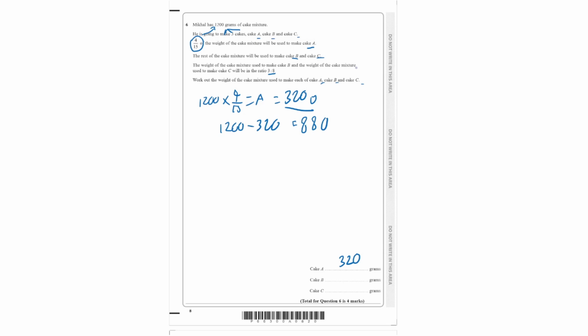The rest of the cake mixture used to make cakes B and C goes in the ratio of 3 to 8. Now, when dealing with ratios, we simply find the total. So 3 plus 8 is equal to 11. Then we simply divide by 11 and multiply by the ratio we want. So for cake B, it's 880 divided by 11 times 3. And for cake C, it's 880 divided by 11 times 8. Now we can use our calculator to find the final answers.